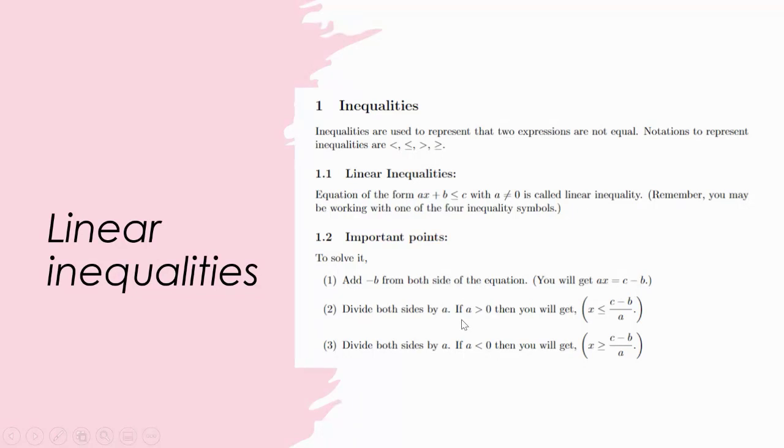And then you would divide both sides by a, and if your a is greater than 0, you'll get x is less than or equal to c minus b divided by a. But if it's less than 0, you'll get greater than c minus b divided by a. If your a is less than 0, that means it's negative. So when you're dividing by a negative number, always make sure to flip your inequalities. That's something to keep in mind as you solve that.